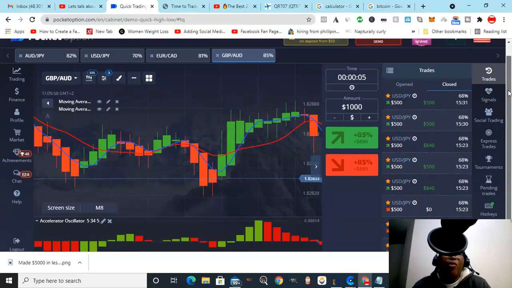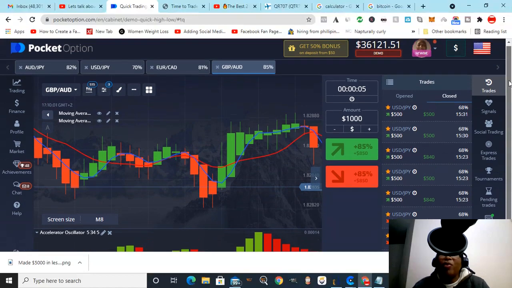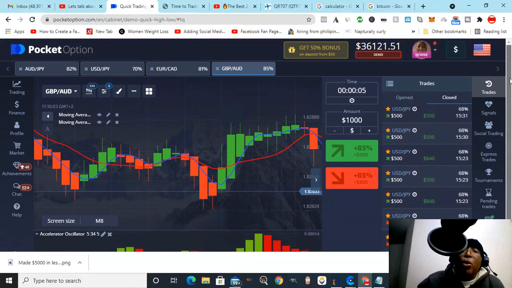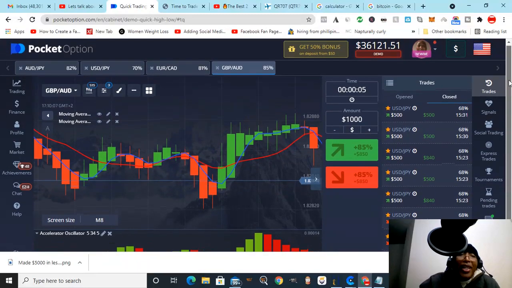So, guys, here we go. So first, the candles. I use 15-second candles, okay? All right? And then I'm using 3 indicators. The first indicator is 2 moving averages, okay?